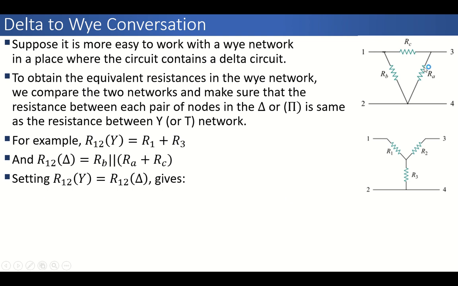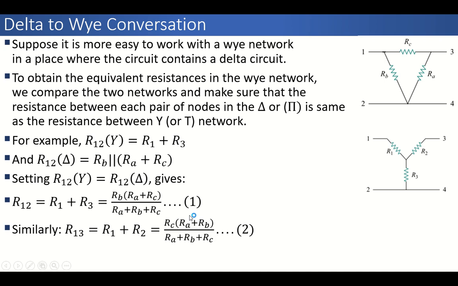Obviously, if these networks are equivalent, then R12 in the Y network should be equal to R12 in the delta network. So we can easily equate these equations. We can say that R12 is equal to R1 plus R3 in Y. This is the same as RB parallel with RA plus RC. We know that when two resistances are in parallel, we use the formula product divided by sum. So this will be RB times RA plus RC divided by the sum of the resistances, RA plus RB plus RC. Let's call this equation 1.